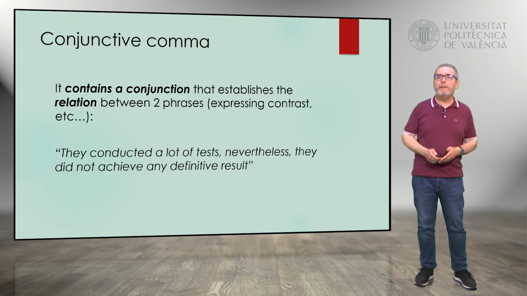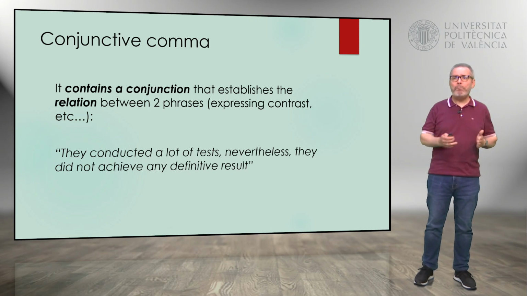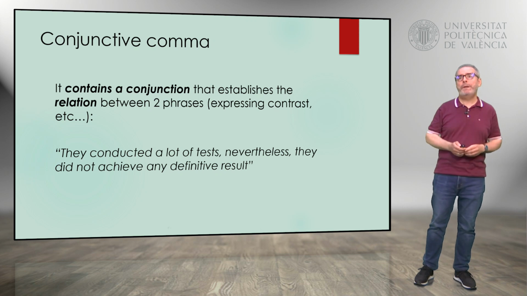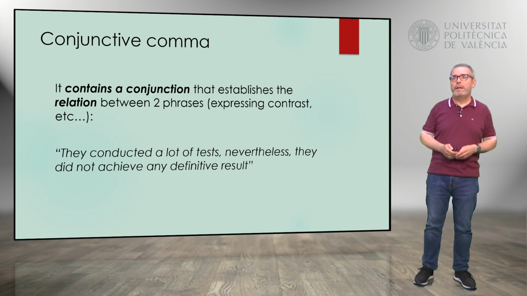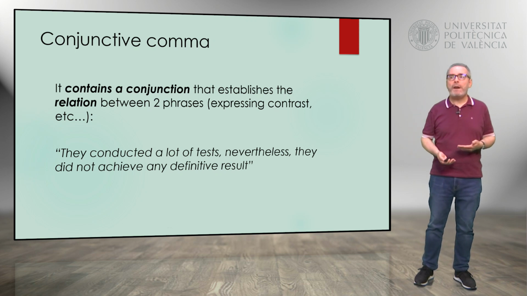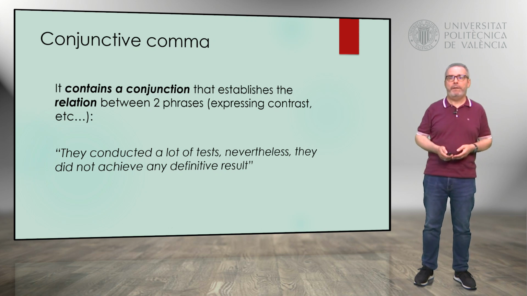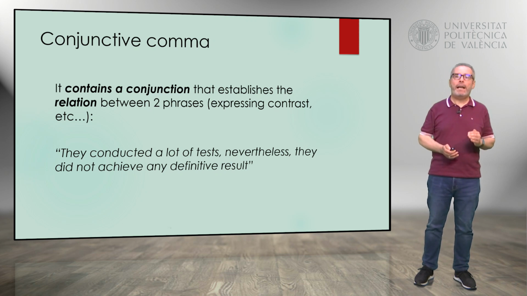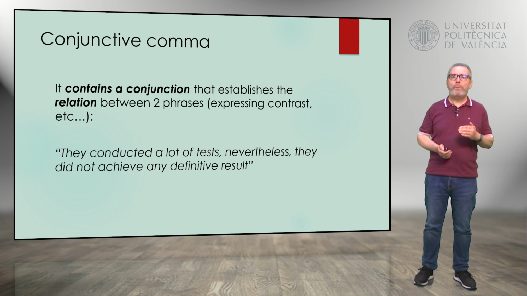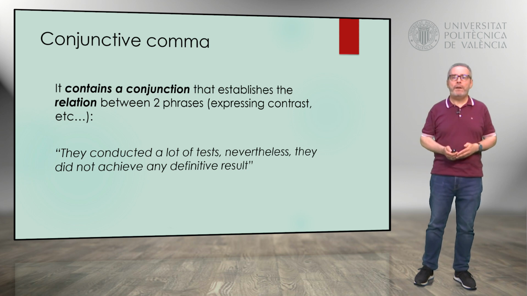Let's start with the conjunctive comma, which is very typical. It implies a conjunction meaning, a linking meaning, establishing a link or relationship between 2 parts of the sentence, 2 phrases. For example, typically to express contrast, cause and effect, etc. And normally they come together with a connector, but not necessarily. Sometimes the comma itself gives the meaning of the connector.